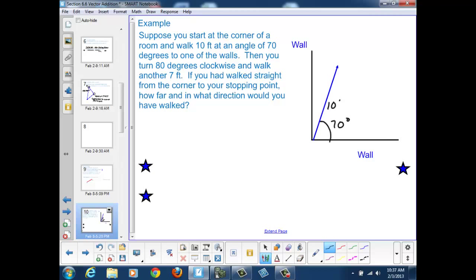Now, the next thing we do when we get to the end of that walk, we turn 80 degrees clockwise and walk another 7 feet. So if we consider that, this is going to continue out 70 degrees, but we're going to turn and walk 7 feet 80 degrees off of there. So 80 degrees looks like it would be about there. And walk 7 feet. So what that means is we have walked 7 feet and this is 80 degrees.